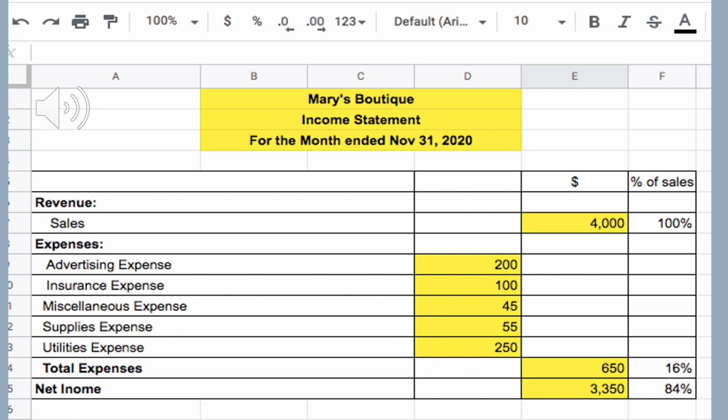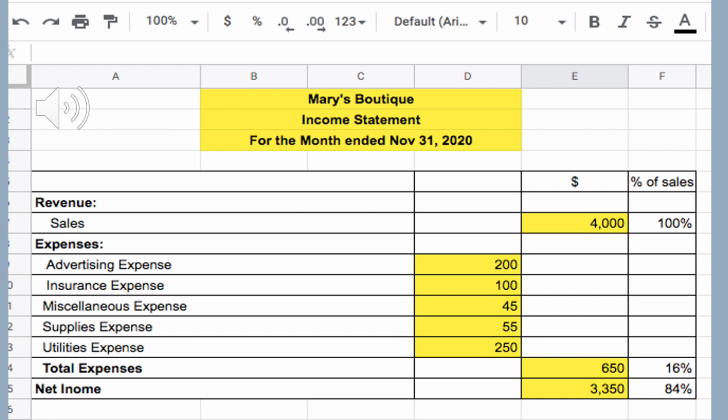Had that amount been negative, let us say that our expenses were far greater than our sales figure of 4,000, we would have had a net loss. And so let us figure out what the percentage of sales looks like. And so sales as a percentage of itself is always going to be 100%. My 650, when I put it in my calculator, 650 divided by 4,000, and I times that by 100, I get 16%. It means that 16% of the money I collected from sales went towards paying my expenses.